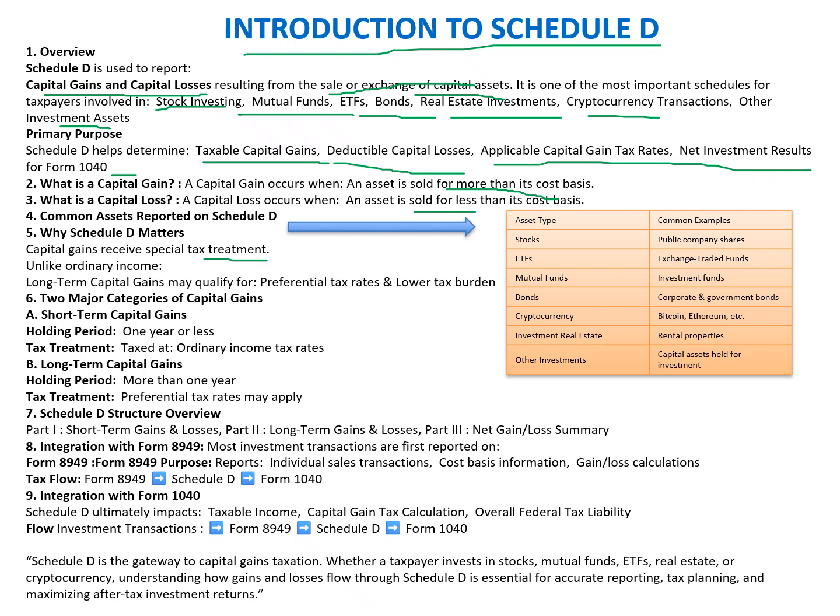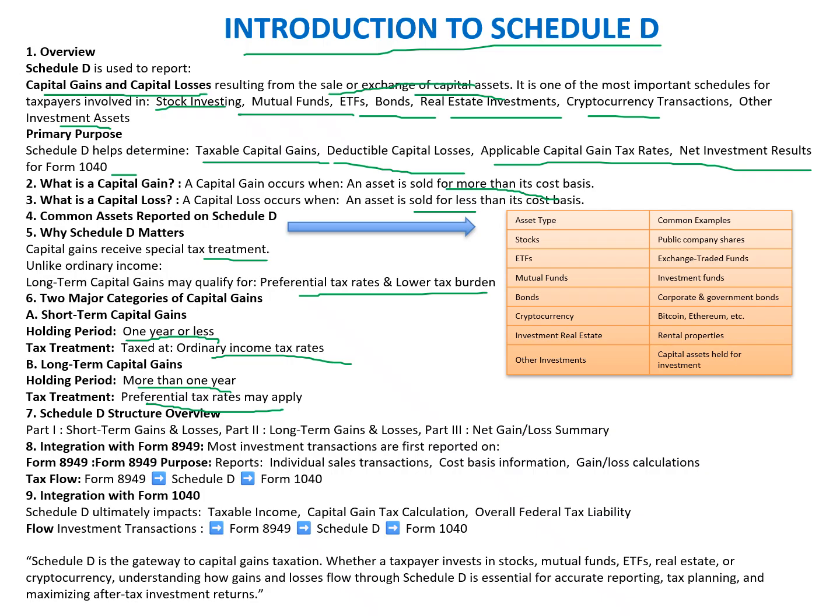Unlike ordinary income, long-term capital gains may qualify for the preferential rate and a lower tax burden. Typically, there are two categories of capital gain. Short-term is one year or less. If the holding period of the asset is one year or less, the tax treatment is taxed at the ordinary income tax rate. But for long-term capital gain, if the asset is held more than one year, the preferential tax rate applies, and we'll talk about this in the upcoming slides.